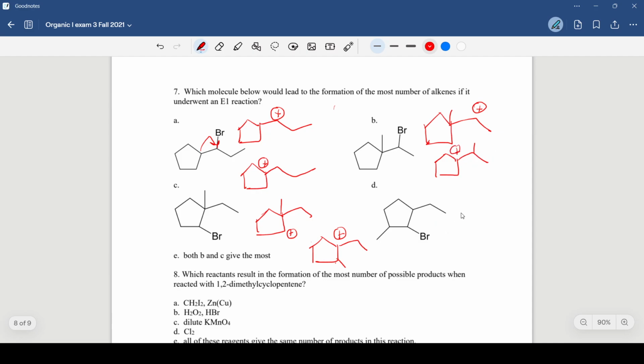Okay, and the last one. This one actually has multiple. So I could hydride shift here. Or I can also hydride shift down. I can hydride shift here.